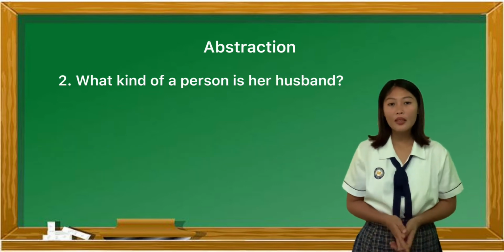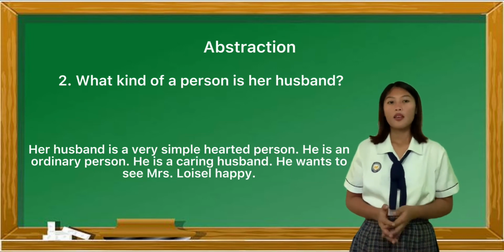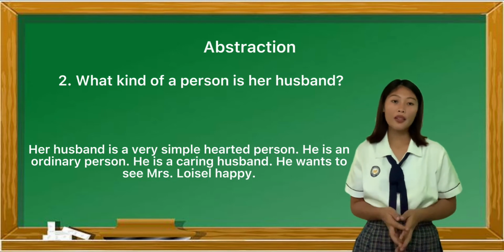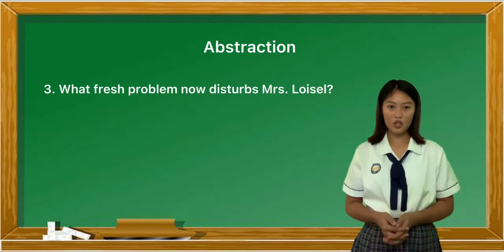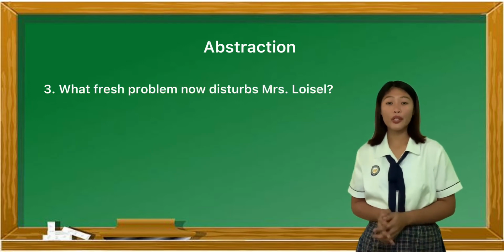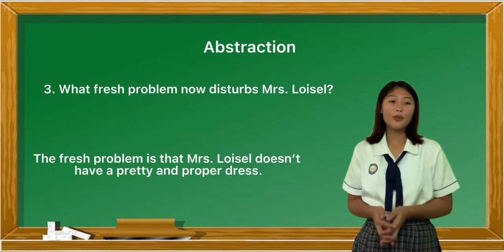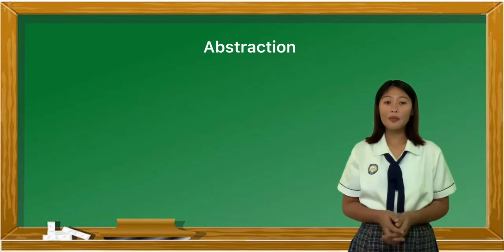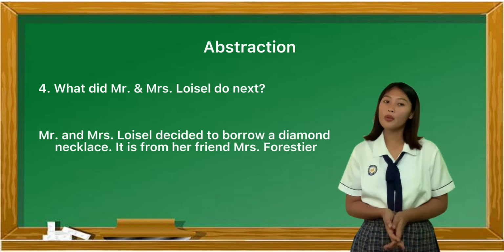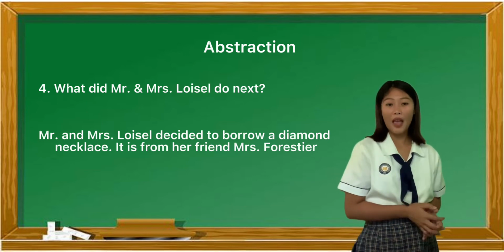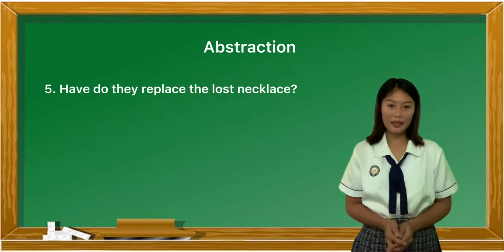So what kind of a person is her husband? Her husband is a very simple-hearted person. He is an ordinary person, he is a caring husband, and he wants to see Mrs. Loisel happy. Next question, what fresh problem now disturbs Mrs. Loisel? The fresh problem is that Mrs. Loisel doesn't have a pretty and proper dress. What did Mr. and Mrs. Loisel do next? Mr. and Mrs. Loisel decided to borrow a diamond necklace from her friend, Mrs. Forrester.